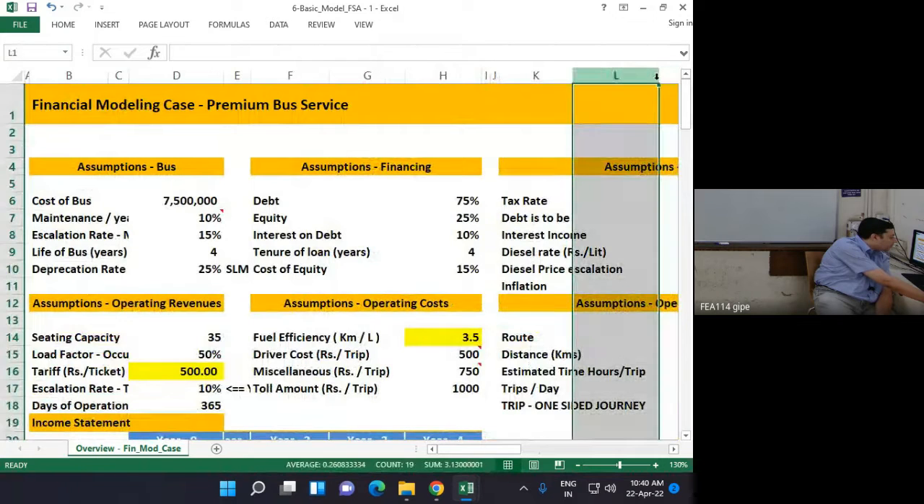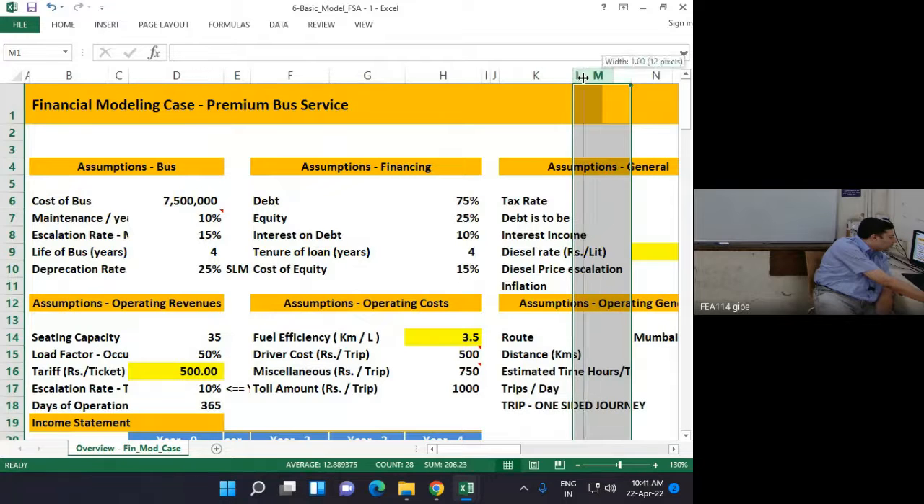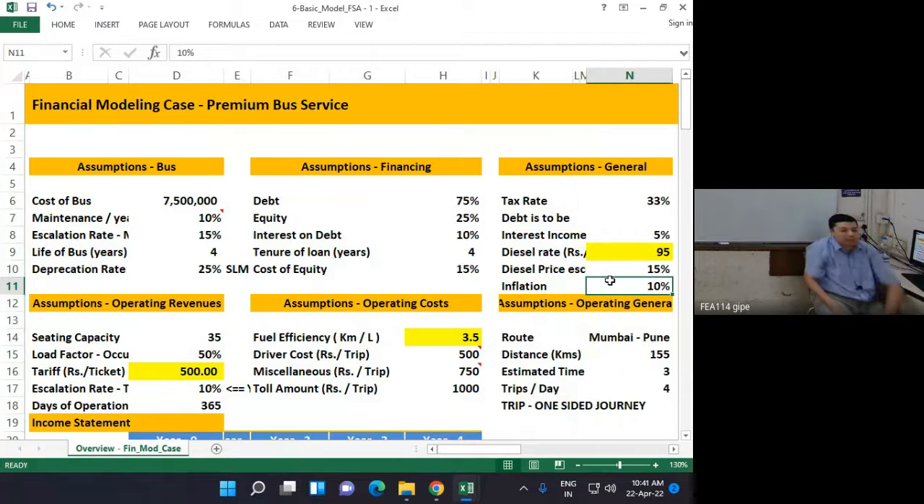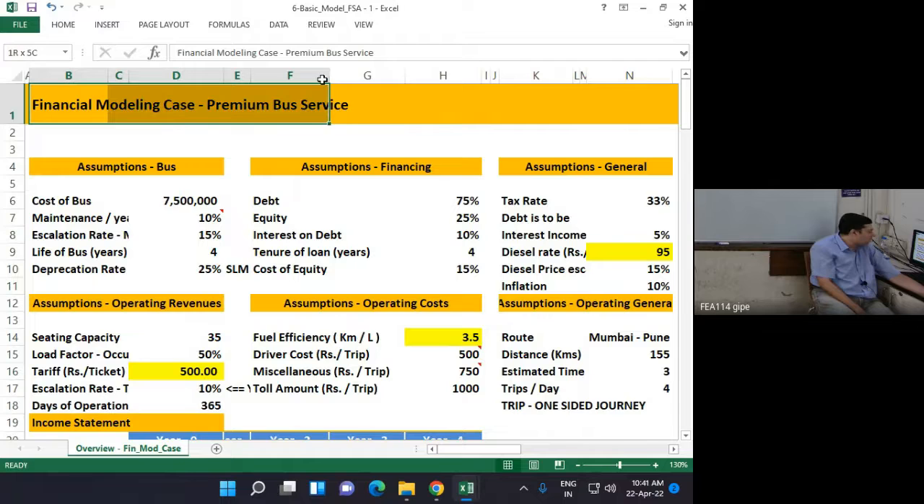Okay, so here is the entire case. Let me explain what the case is about and what the assumptions are, and then we'll go about making the entire model. So our goal here is to evaluate a tour operator's business. We are saying that we will start a premium bus service between 2 cities by acquiring a bus as an asset. And then is it a profitable proposition, or is it a worthwhile investment idea? That is what we want to figure out.